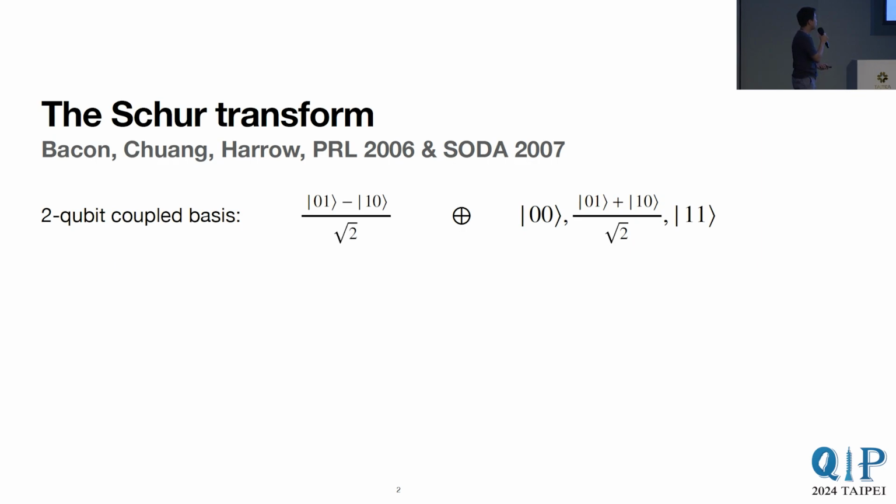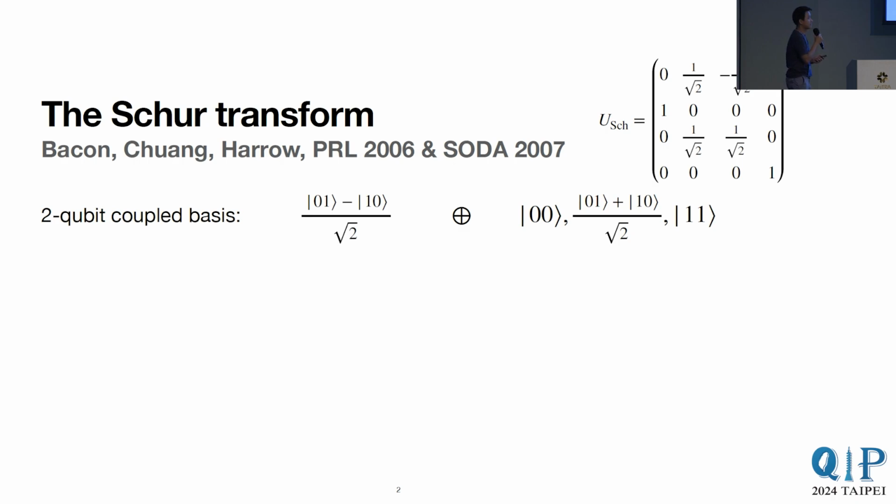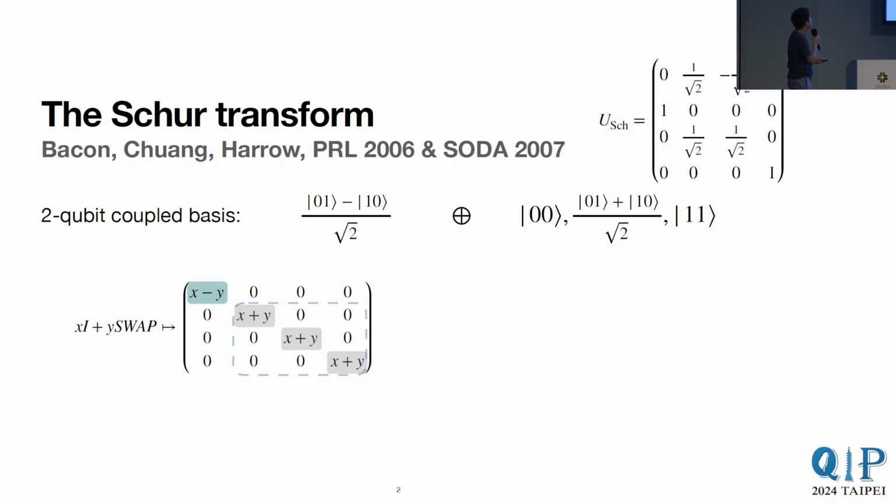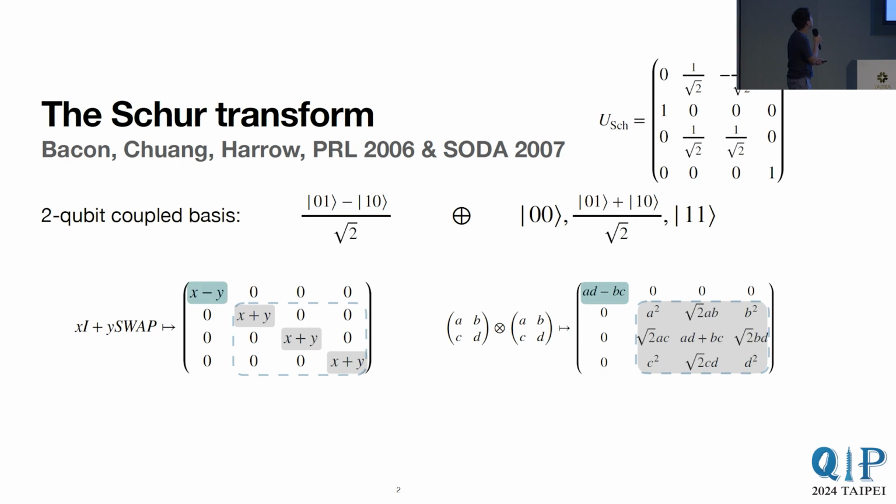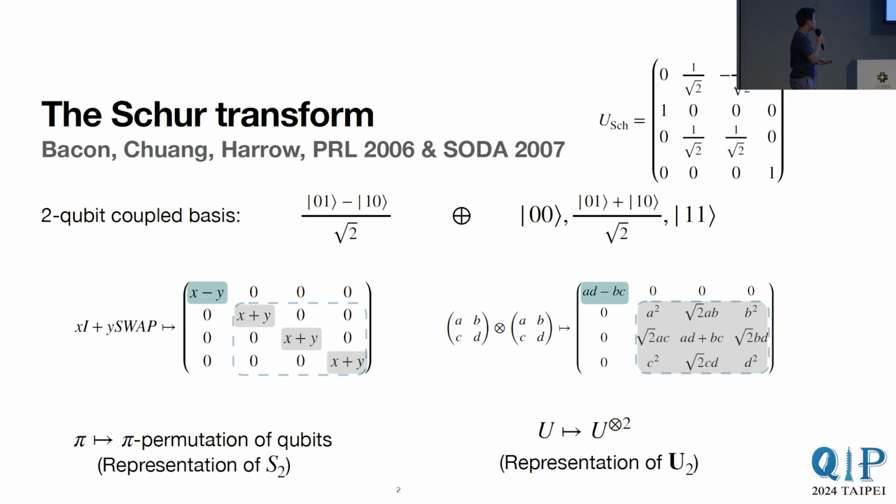So we know that the 2-qubit Hilbert space has a spin coupled basis spanned by the singlet state and the 3 triplet states. So the unitary that maps from the computational basis states to this coupled basis is indeed the simplest example of the Schur transform. So the spectral properties of these coupled basis states is that in this basis, the permutation operators of the qubits are diagonal, and the tensor product of any 2x2 unitary with itself is block diagonal. And this is no coincidence.